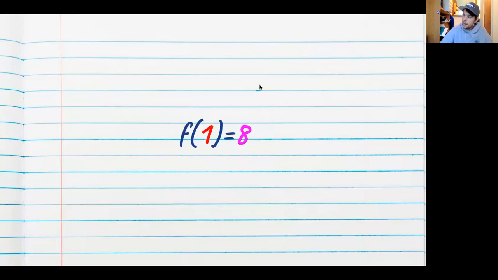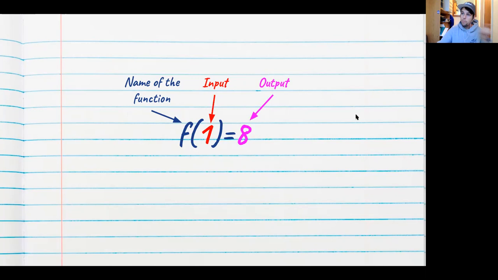So here we go. Let's summarize that again. This is the name of the function. A lot of people will get confused with this. This is not a variable. It's just the name, and it tells you what function it is. It's called f. The number in the parentheses is your input number. What are you putting into the function? And 8, that's the output. What does it give you out? You press the 1 button and out popped an 8.